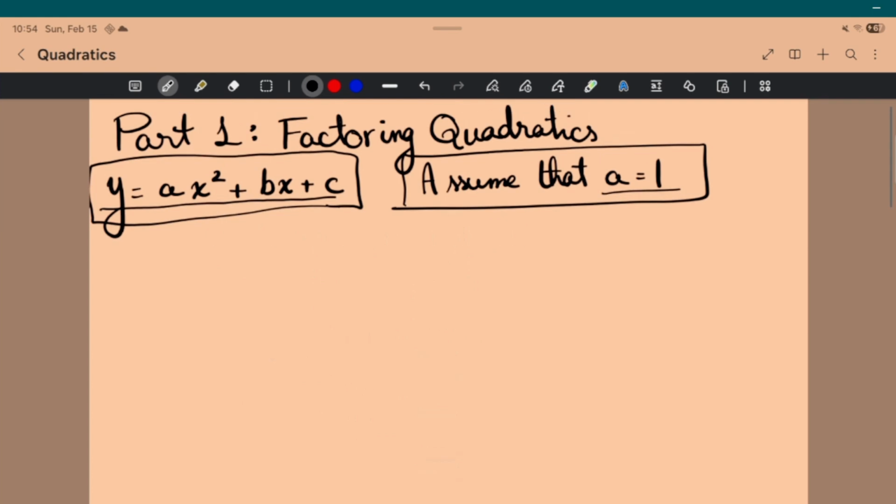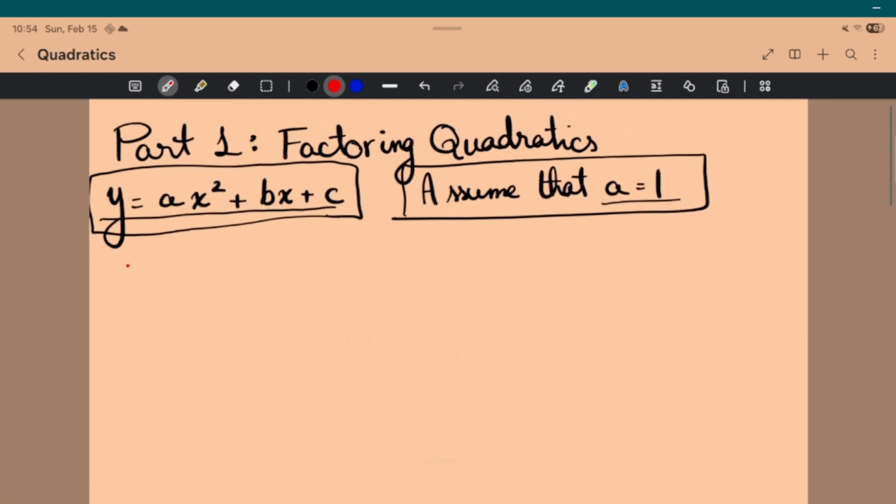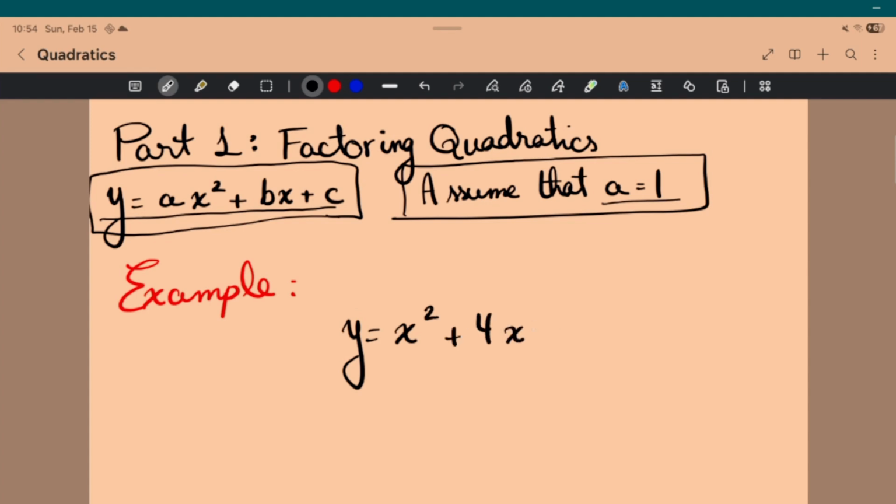So let's learn through an example. I'm going to give an example here. Y is equal to x squared plus 4x minus 32. So what we want to do here, and the way we want to factor this, is we want to find two numbers.